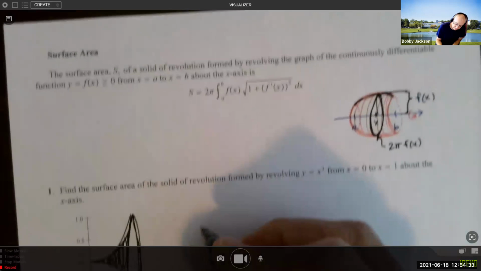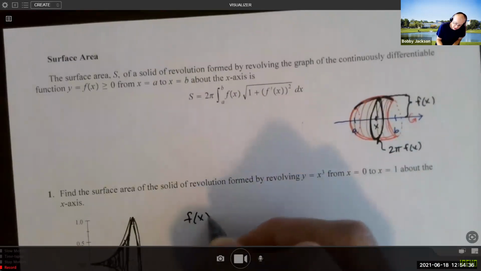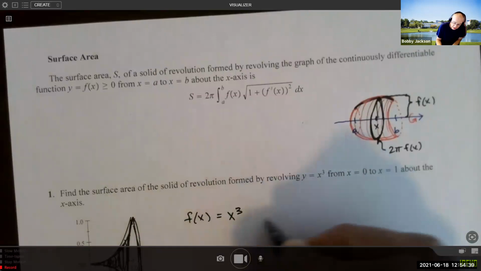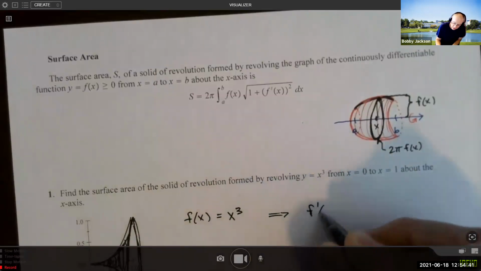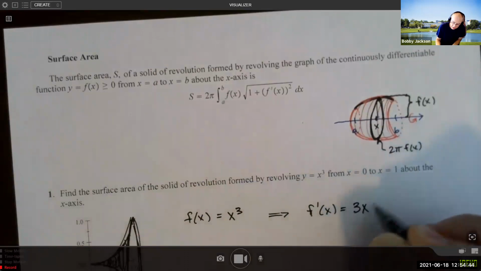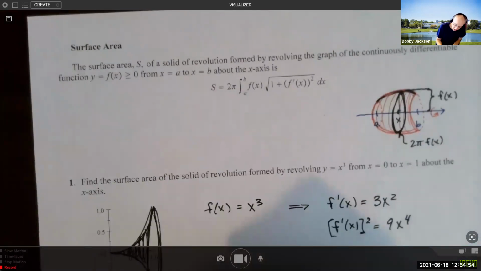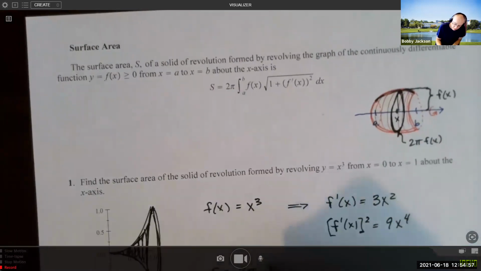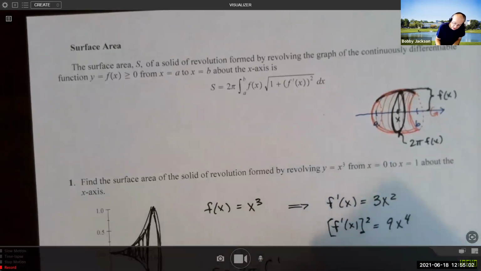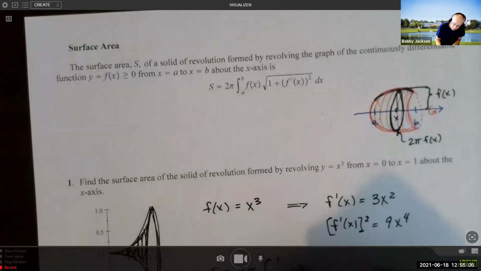So our function is f of x, where y is x cubed. I need to find the derivative, which is a piece of cake: 3x squared. The derivative squared is 9x to the fourth. And so our surface area is 2 pi, from 0 to 1, of the function x cubed times the square root of 1 plus f prime of x squared, which is 9x to the fourth.